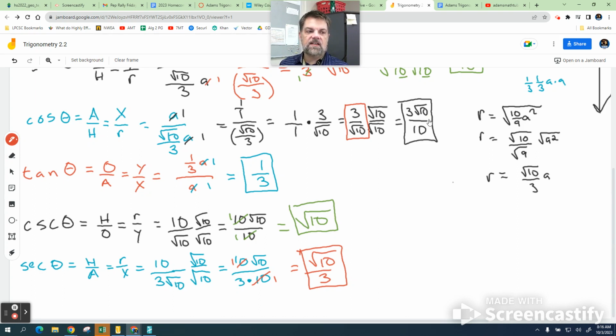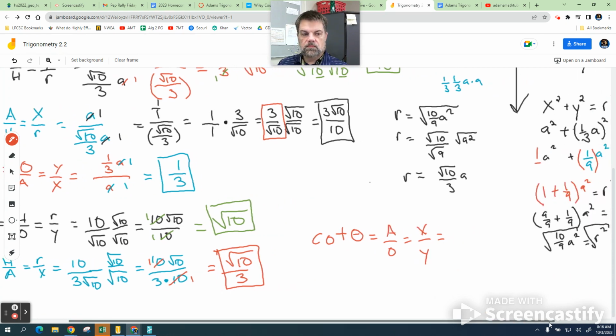And then lastly, cotangent is the adjacent over the opposite, which is x over y. And we know it's the square root of 10, right? Or no, it's 1/3, right? This is tangent, right? So what's the reciprocal of that? 3 over 1.